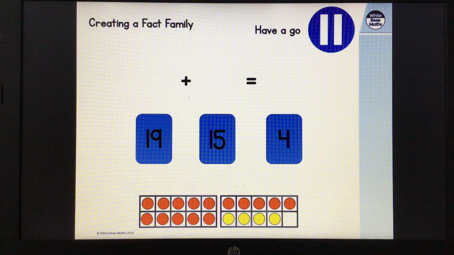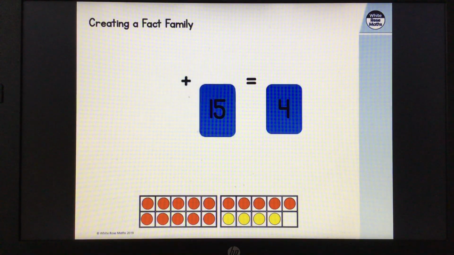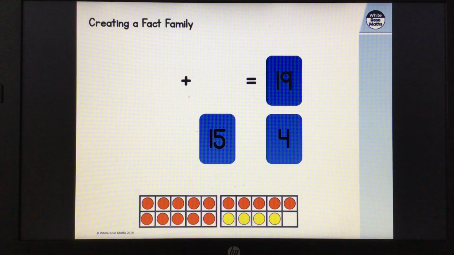Did you do something like this? No, doesn't work, does it? 19 plus 15 isn't equal to 4. That's better. Our whole needs to come at the end of our number sentence in this case. So 19 is the whole, and then the other 2 numbers are the 2 parts, 4 and 15.